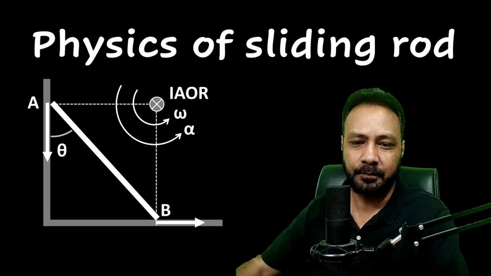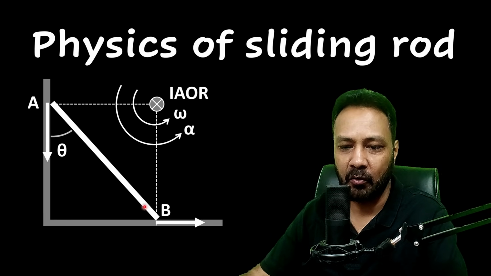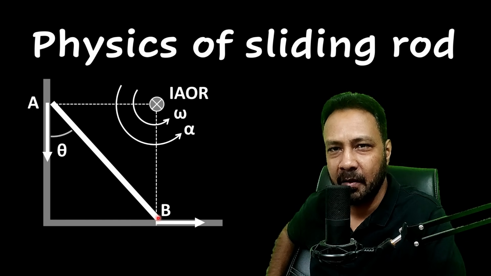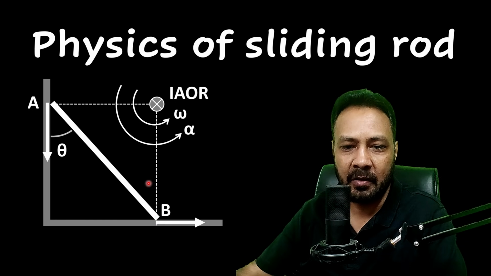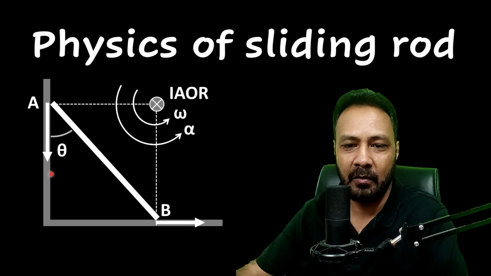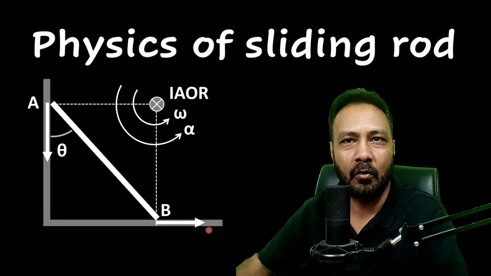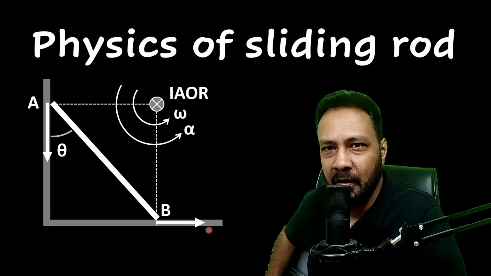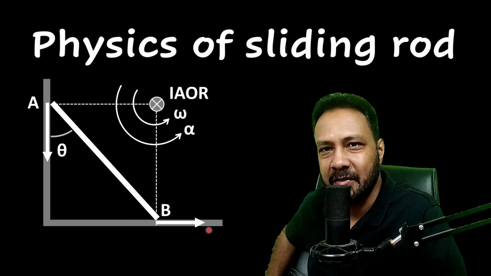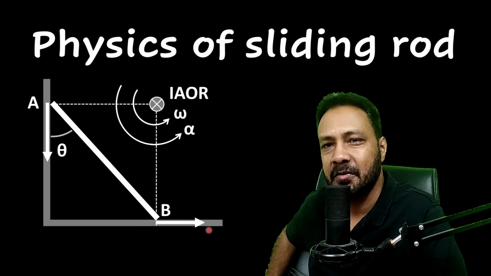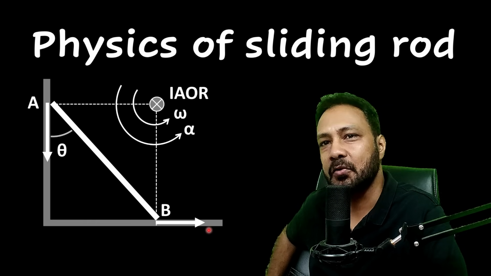So here this is the rod AB. The rod AB is of length L. Initially, the rod AB is leaning on the wall. This is the wall, this is the floor, all surfaces are smooth. Then we just give a slight disturbance so the rod starts sliding on the wall and also on the floor.